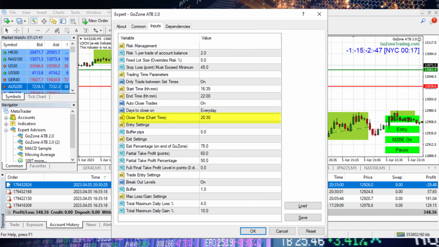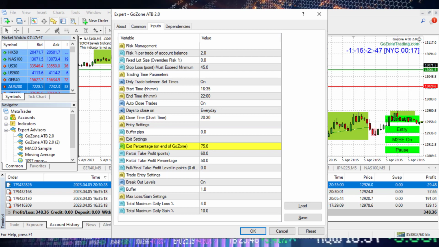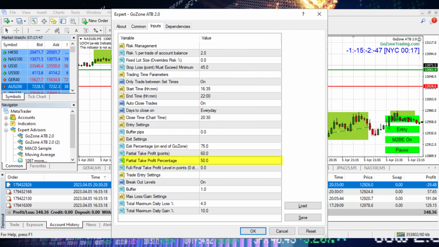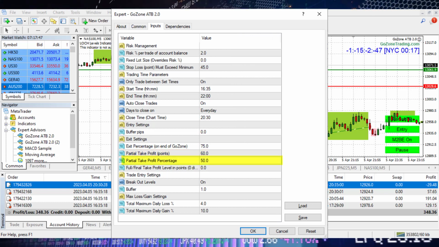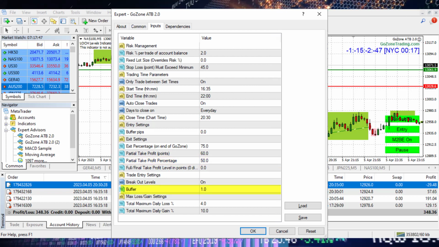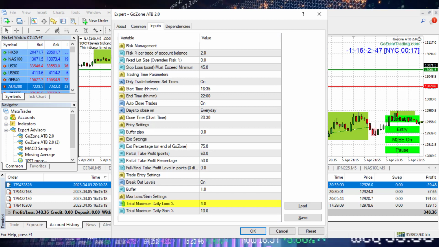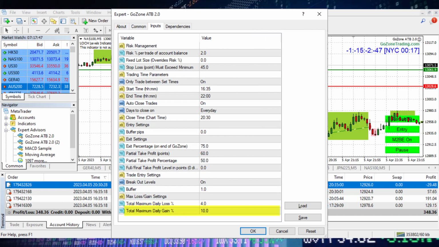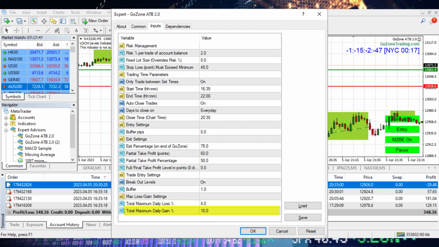On the exit of the Go Zone, we're going to close out 75% of our trade. We have our first partial take profit at 60 points. If we hit that target, we're going to close out 50% of our trade. Our breakout line level, we have a 1-point buffer. And the maximum total loss on today's trade I'm willing to take is 4%. Maximum total gain is 10%.